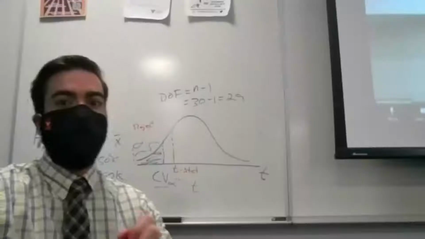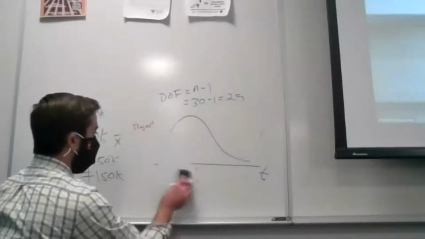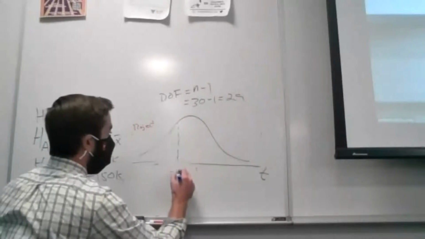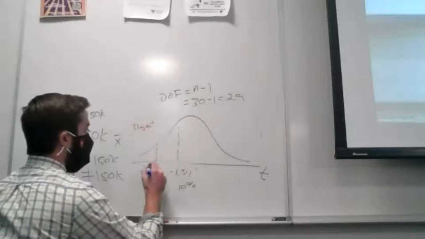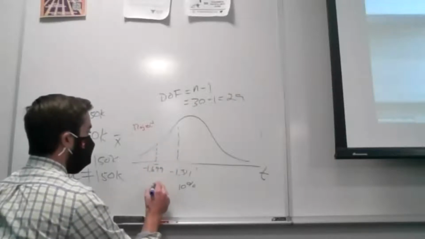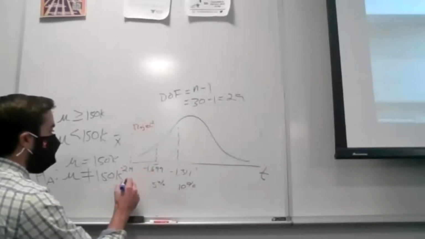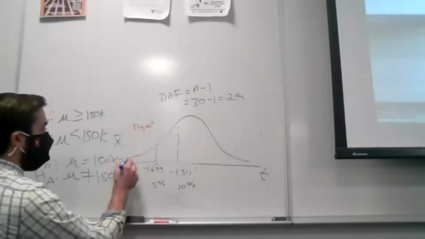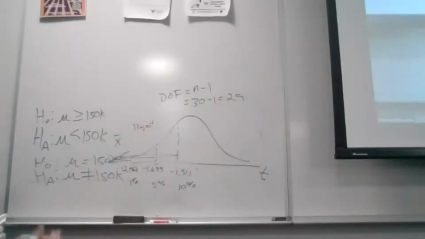Well, we already have the critical values. If I plotted my critical values up here, we had negative 1.311, that was the 10% level. Negative 1.699, that was the 5% level. And I forget, this was negative 2.4 something, 462. So that was the 1% level. Our rejection regions are anything more extreme or larger in absolute value, or draw the arrow into the tail. That's another easy way to remember it.